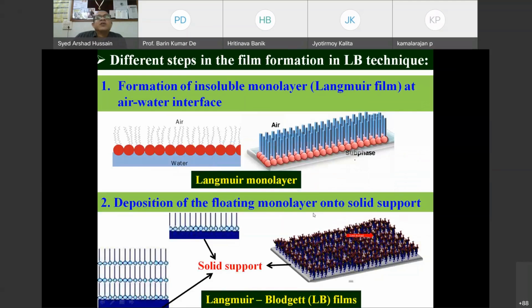Okay, so there are two steps for the LB technique. One, you have to prepare the molecular layer on the water surface. This is known as a Langmuir monolayer. Then you have to deposit this floating layer onto a solid support, and this is known as a Langmuir-Blodgett film. And this is ready for your characterizations or further use in devices.